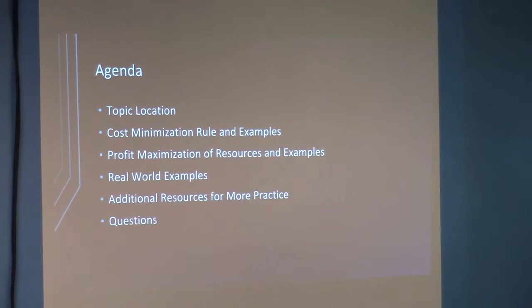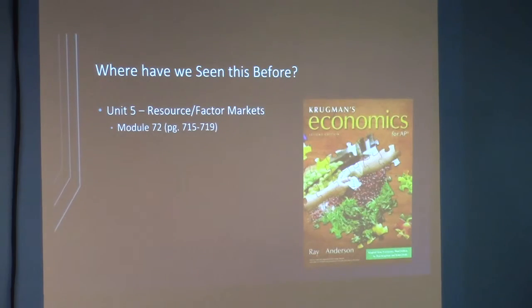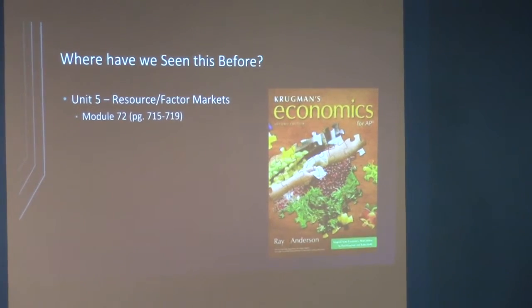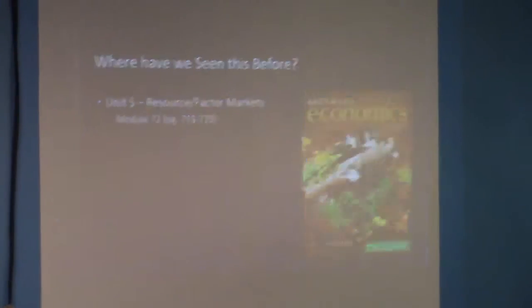We're in the micro section of economics. We'll go over the cost minimization rule with a couple of other examples, profit maximization, as well as 2 real-world examples of how this is used. First off, this is module 72 in our textbooks that we all read, pages 715 to 719 if you want additional information on this whole topic.